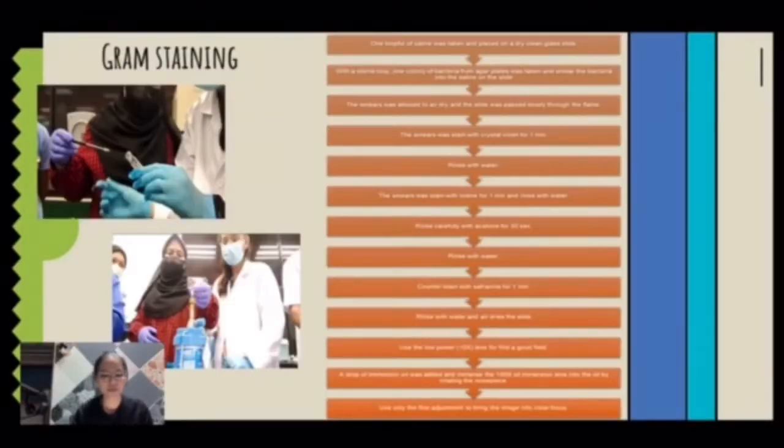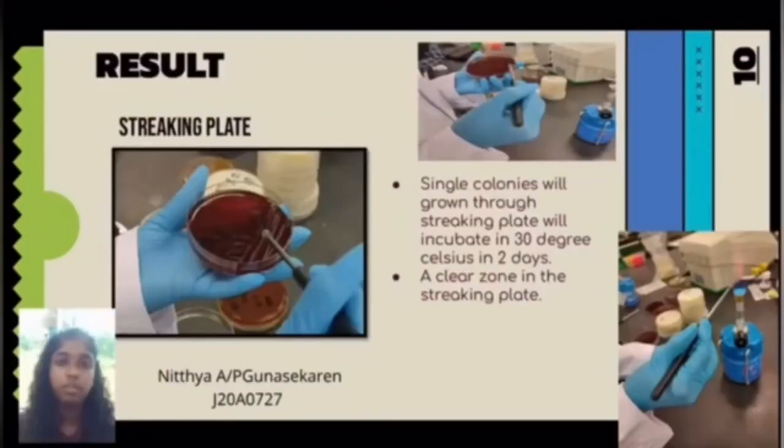Hi, so right now I'll show you how my group and I did our gram staining. There are also various steps. Some of you have already done it, so you are quite familiar with it, but please bear with us. The first step is that one drop of saline was taken and placed on a dry, clean glass slide. With a sterilized loop, one colony of bacteria from the agar plate was taken and smeared into the saline on the slide. The smear was allowed to air dry, and then the slide was passed slowly through the flame.